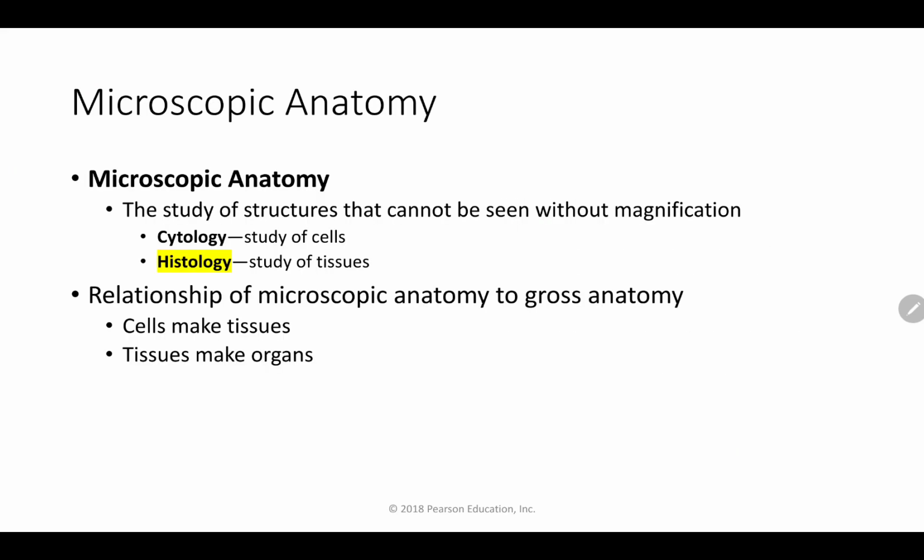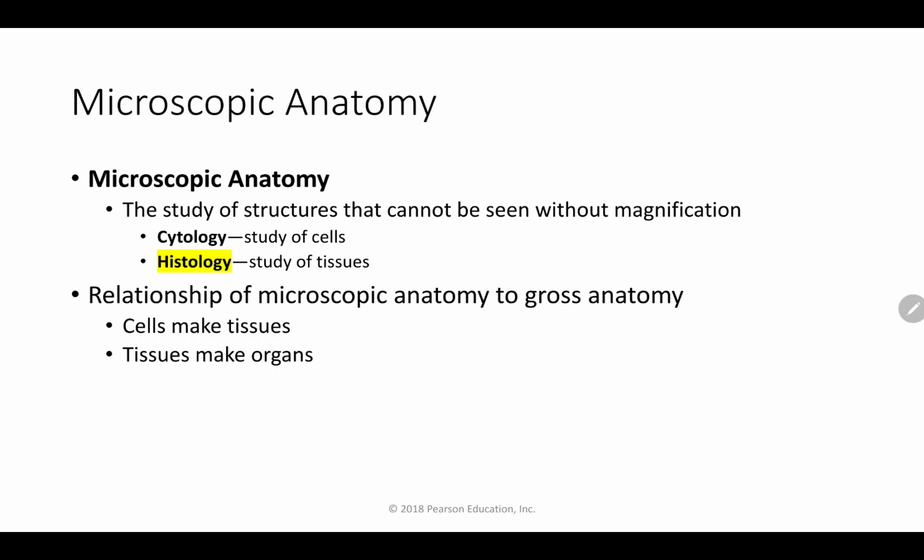Now, when we're looking at anatomy, we can divide it up into many things, like gross anatomy, which you can see basically with your naked eye, and microscopic anatomy. Microscopic anatomy is the study of structures that you can't see with your naked eye, so you have to use some type of magnification, like a light microscope, for example.